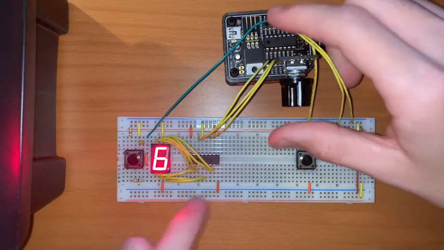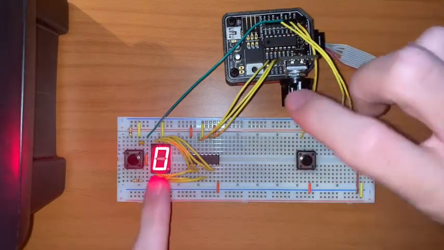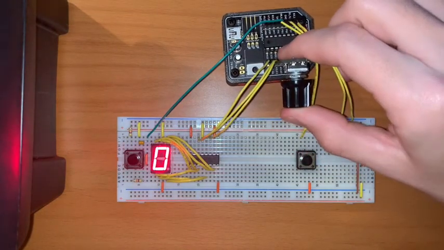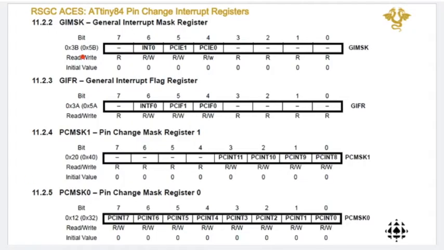I'll demonstrate this later. On the right is a reset button that resets the entire code, and then, as I said, reset to 0. This project makes extensive use of interrupts. To do this, a few things have to be done.